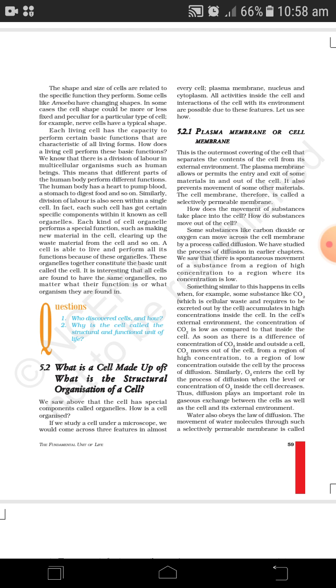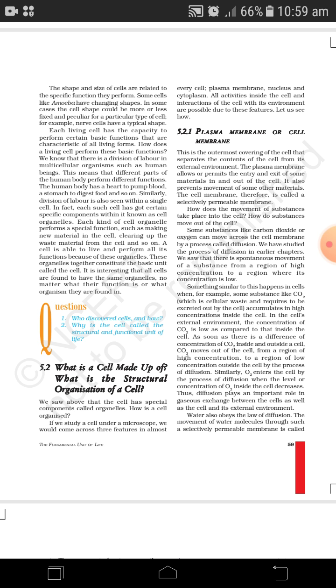5.2. What is a cell made up of? What is the structural organization of a cell? We saw above that the cell has specific components called organelles. The definition of organelles. How is a cell organized?